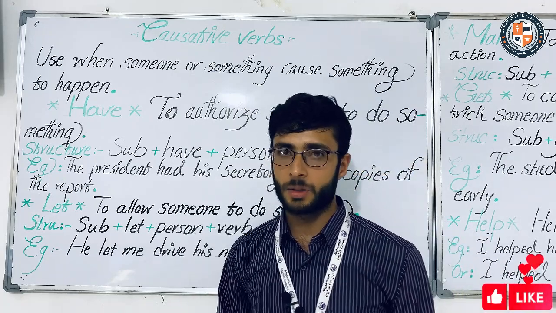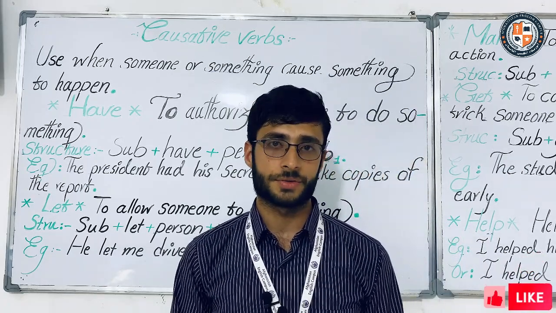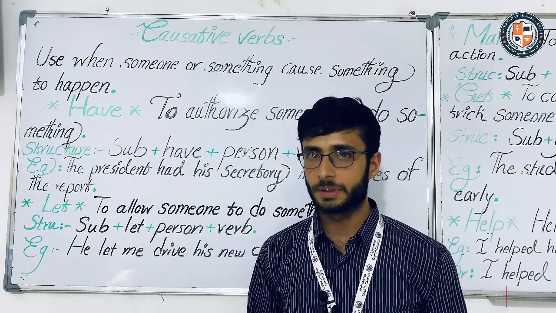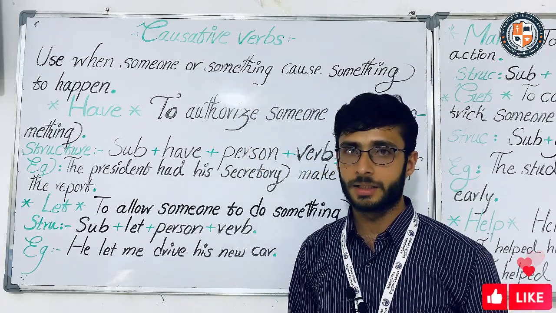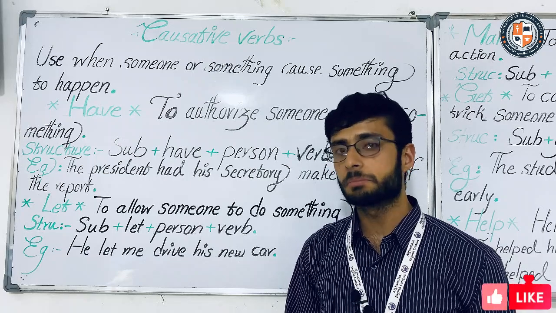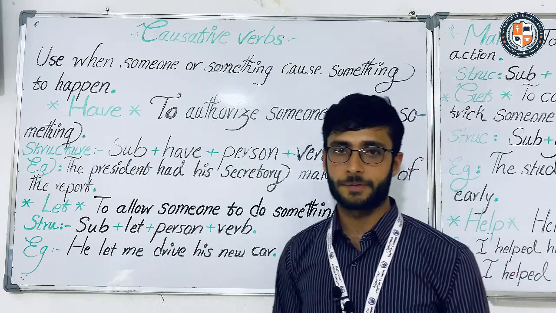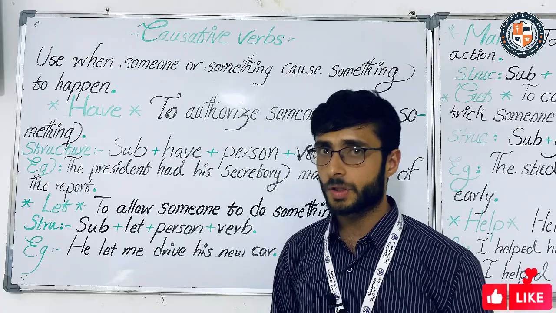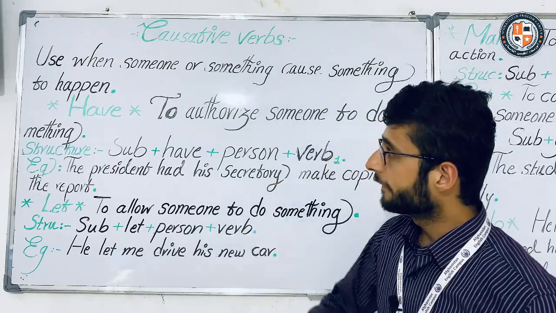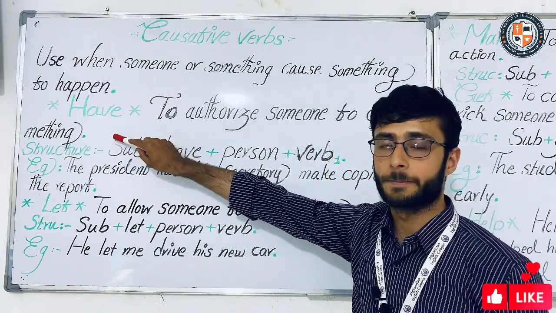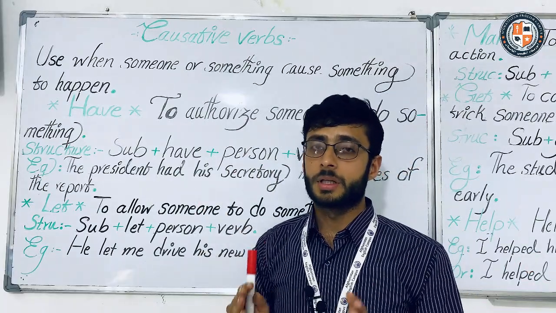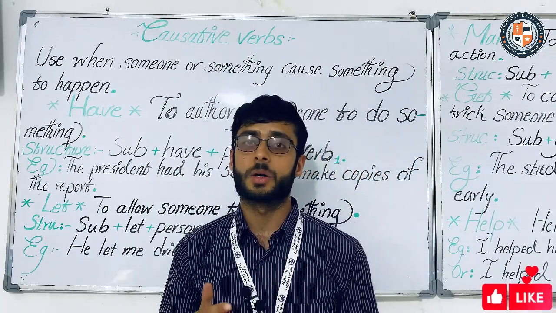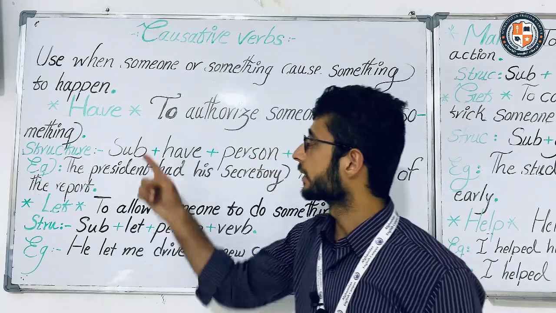In the English language, there are 5 causative verbs: have, let, get, help, and make. These are the 5 causative verbs in English. Let's start with the first one. The first one is called have. Just pay attention: each causative verb has its own usage.